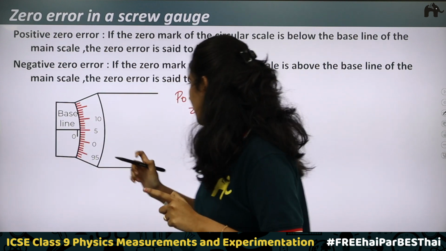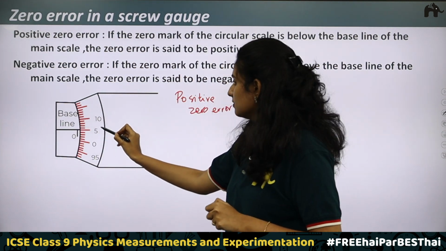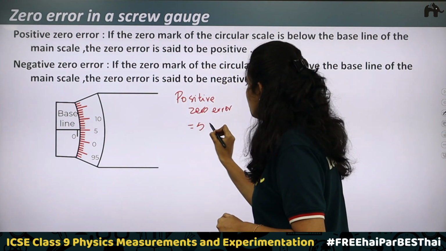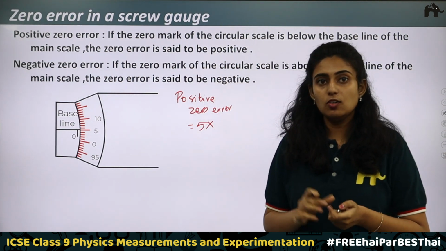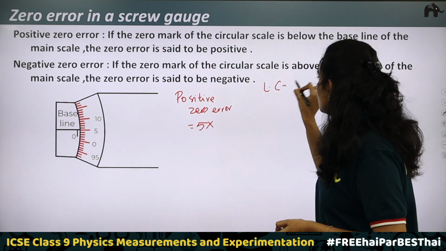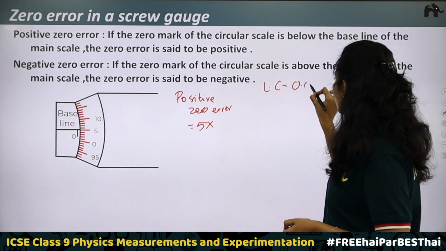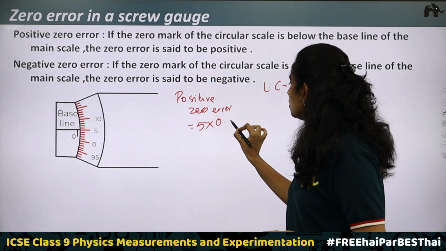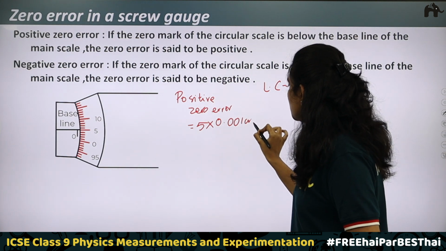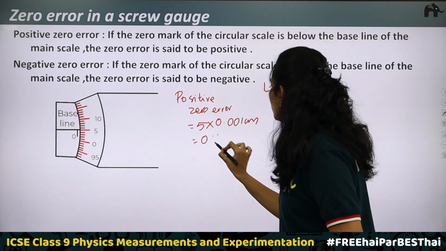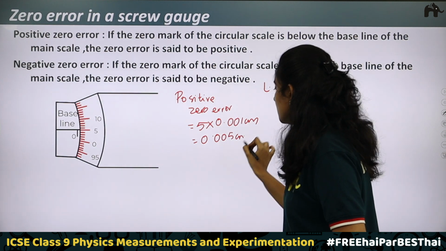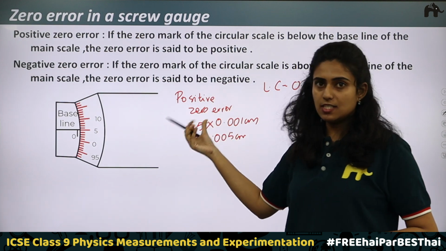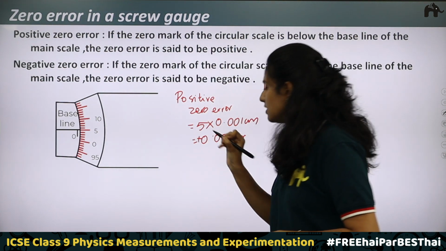How to find positive zero error? We have to take the value. Here it is 5, on the baseline, which line is coinciding? Here the value is 5. So, 5 into the least count. Let's say the least count of this screw gauge is equal to 0.001 centimeters. Therefore, 5 into 0.001 centimeters is equal to 0.005 centimeters. So, if this zero is below the baseline, we call it positive zero error, and you will have the positive sign here.